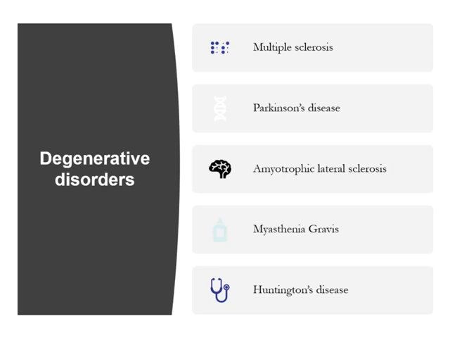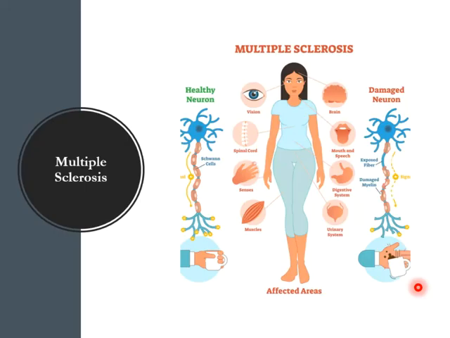We continue the discussion of pathology of nervous system by discussing the degenerative disorders. What I mean by degenerative disorders is that the nerves are degenerating. So what are those diseases? Multiple sclerosis, Parkinson's disease, amyotrophic lateral sclerosis, myasthenia gravis, and Huntington's disease. First, we are discussing multiple sclerosis.